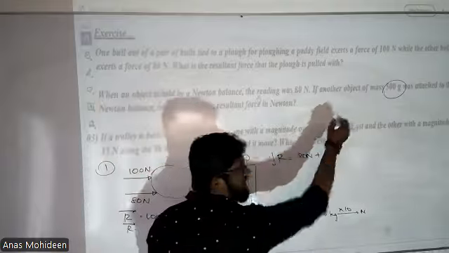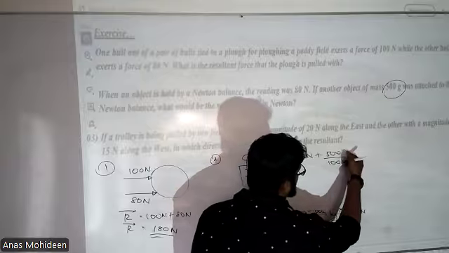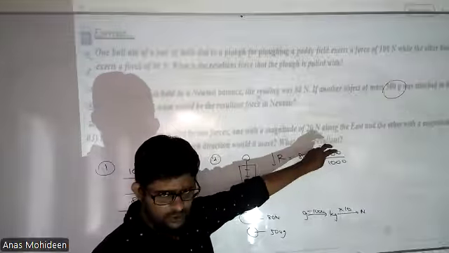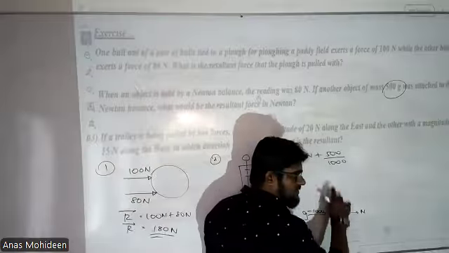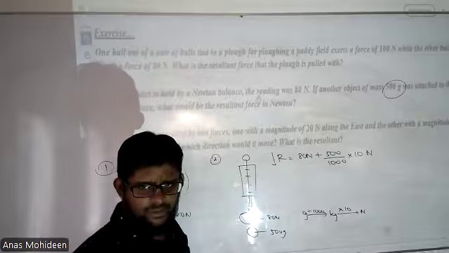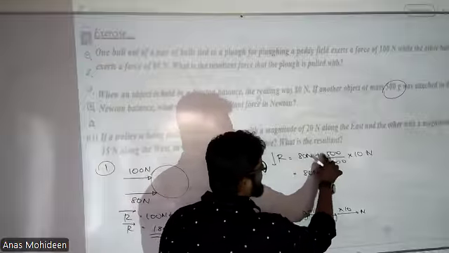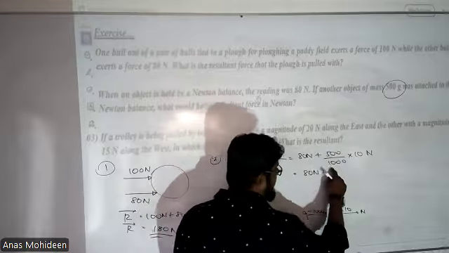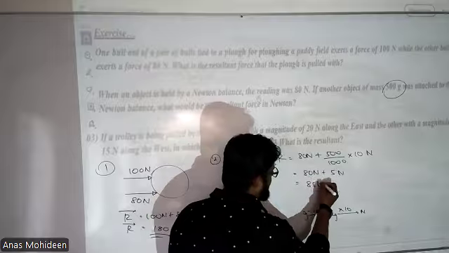Now, 500 grams, right? First, what do I do? I have to divide this by 1000. So I don't want to write grams. 500 divided by 1000. Now to convert into newtons, I have to multiply by 10. Now I have the newtons. So 500 into 10 is 5000, divided by 1000 is 5 newton. Correct? 80 plus 5, 85 newtons.